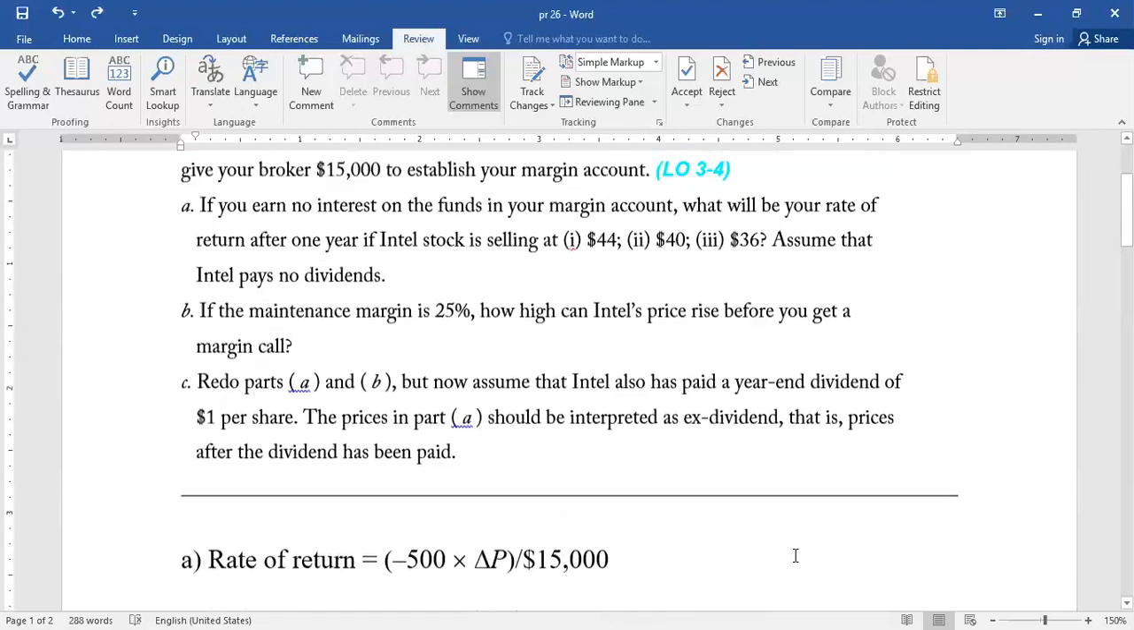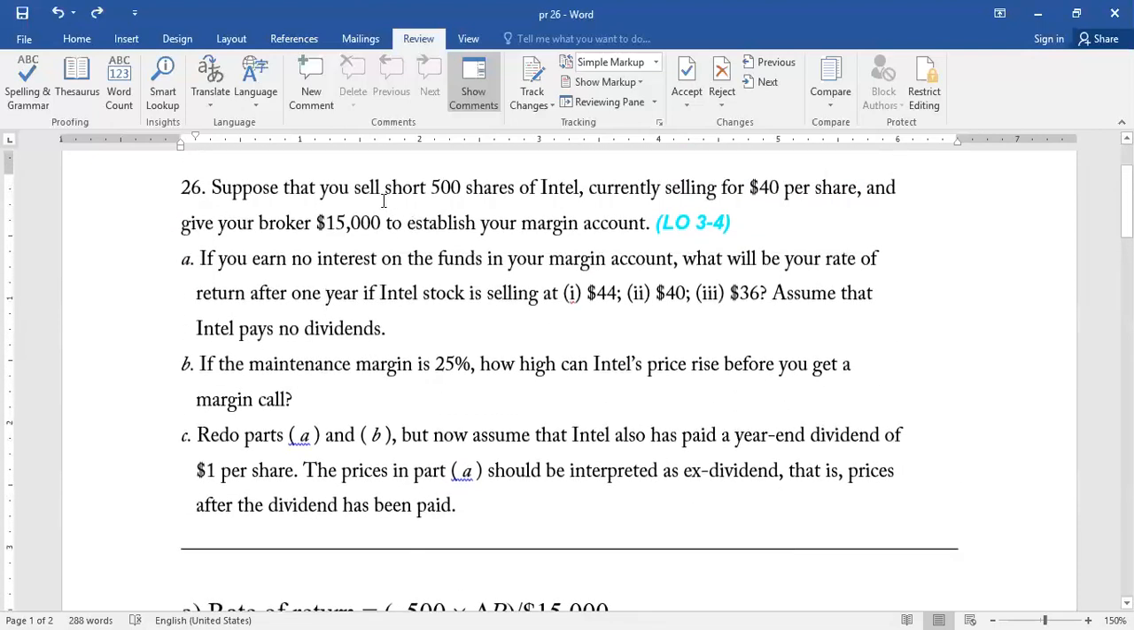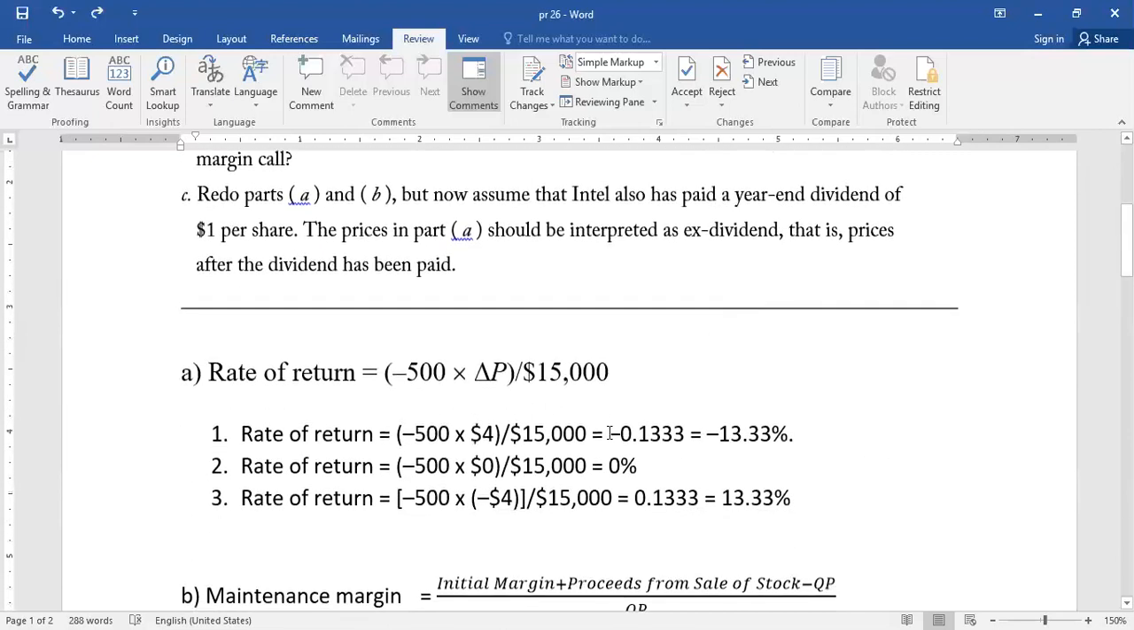And obviously, since I shorted these stocks, I've shorted 500 stocks and the price decreased from 40 to 36. When I'm selling the stocks and the price decreases, I will have a profit. And this is what I had here.